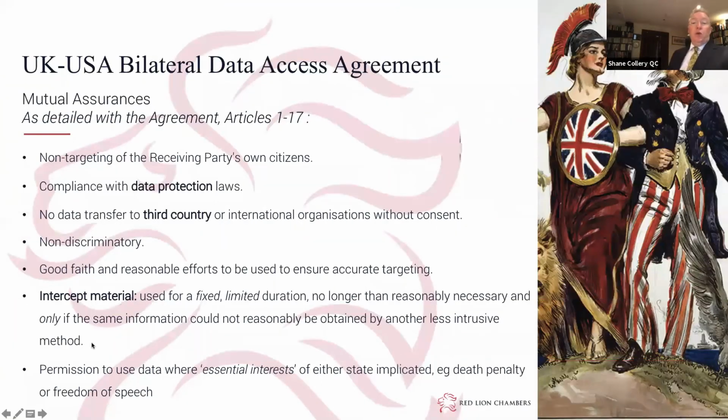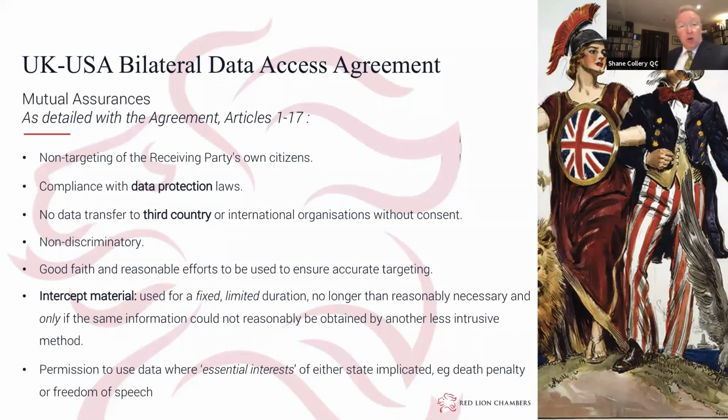We turn to the one existing agreement. This is the UK-USA bilateral data access agreement. Mutual assurances have been set out within the Act. I think this was part of why it took so long to negotiate it. These are detailed within Articles 1 to 17.